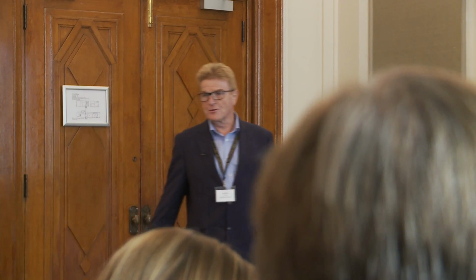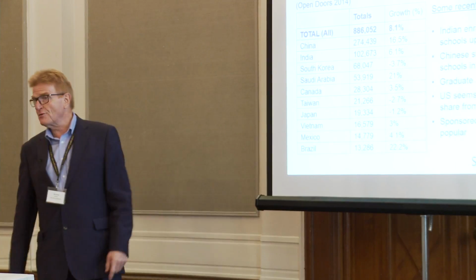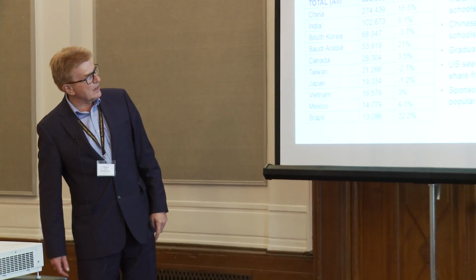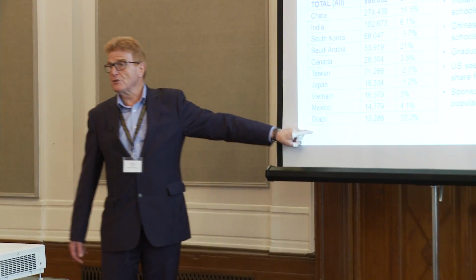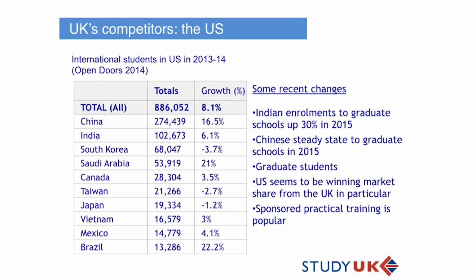The US is benefiting because of our immigration restrictions, very directly. Saudis are going up in the US; they've gone down in the UK. 54,000 Saudis now in the US, all scholarship holders. And Brazil's gone up 22%, Science Without Borders, although there was always a residual of about 7,000 or 8,000 before Science Without Borders.